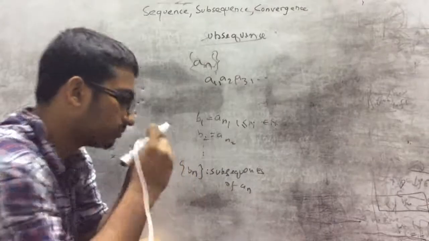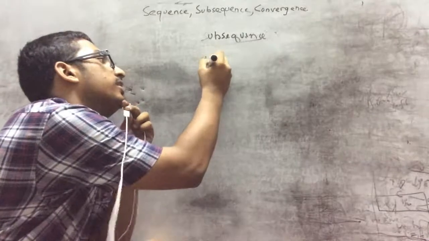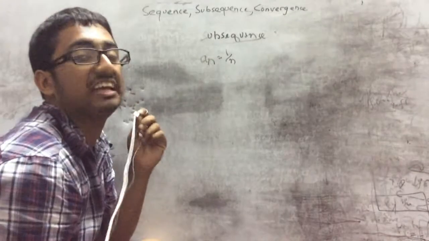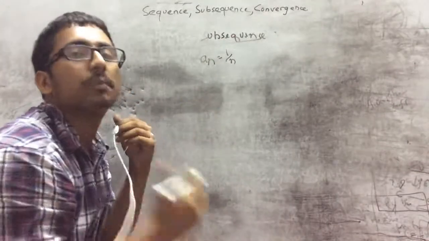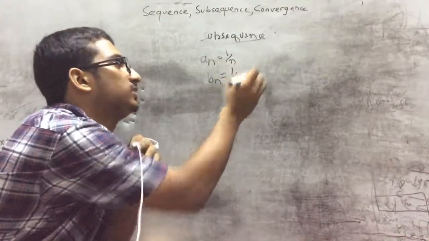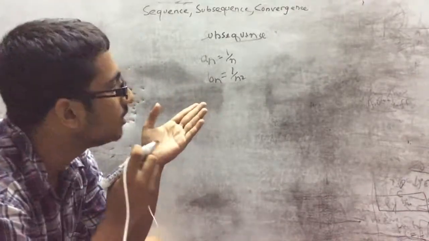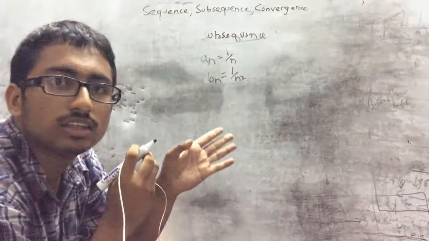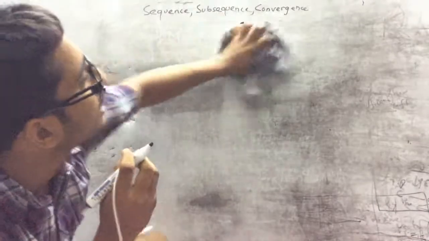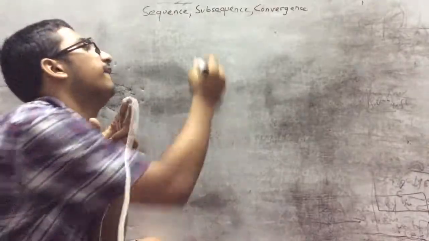For example, a_n equals 1 by n, which is the most important example we have been using from the beginning. So take b_n equal to 1 by n squared. It's a subsequence, and we have also seen that 1 by n to the power p, for p integers, converges. And we'll see why, actually, because it's a subsequence. Yes, that's true, so we will do this result.